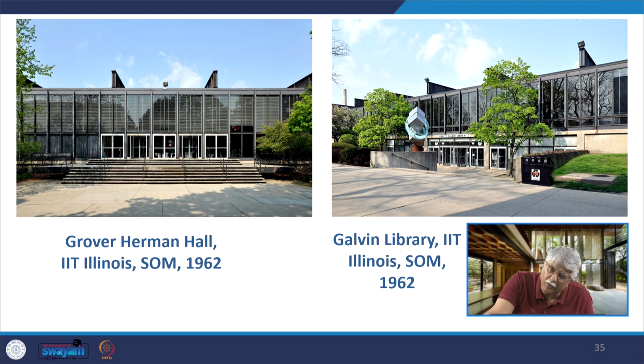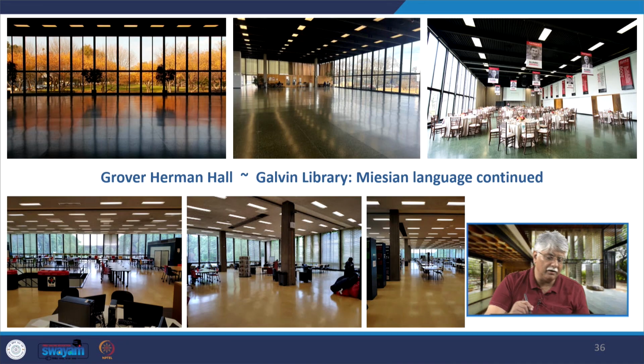But what they did was they continued with the original vocabulary of Mies van der Rohe. For example, the way the steel is black facade, not in any other color, and the way the entire building is composed, and there are these inverse beams that have been provided like in the Crown Hall. This is the Grover Hermann Hall, the Galvin Library. So the Miesian language is continued even in the interiors. They have respected that when they extended the campus.